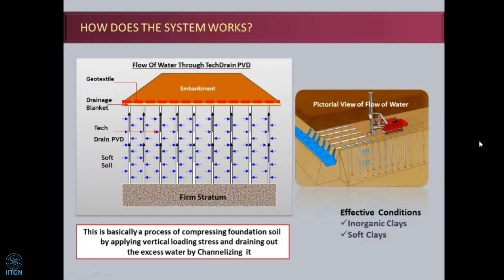This is the basic mechanism of the PVD. As per the design, you have to drive the PVDs inside. Depending on the design spacing, you insert the PVD up to the soft strata. Whatever water or moisture is there has to travel through the PVD. The shortest path is in between two PVDs, and because of the surcharge, the water will start coming outside, and with the drainage layer we collect this water in a side drain. This is how it works.